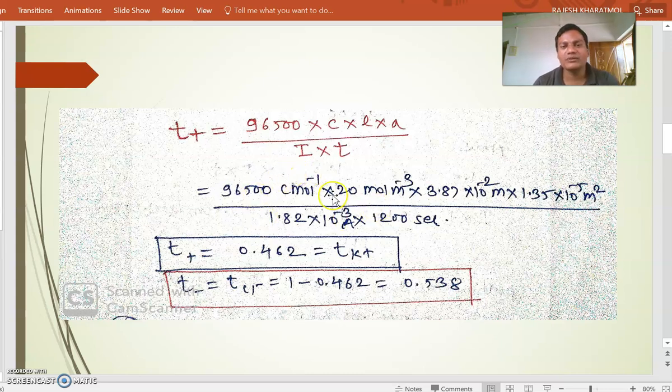Put all the values in this formula and you will calculate the transport number of cation, that is equal to 0.462. Now if you know the transport number of cation, you can easily calculate the transport number of anion with the formula T plus plus T minus is equal to 1. So just subtract the transport number of cation from 1, you will get the transport number of anion, or transport number of Cl minus ion. So it is 1 minus 0.462, that is nothing but 0.532. In this way you can calculate both the transport number of cation as well as anion.